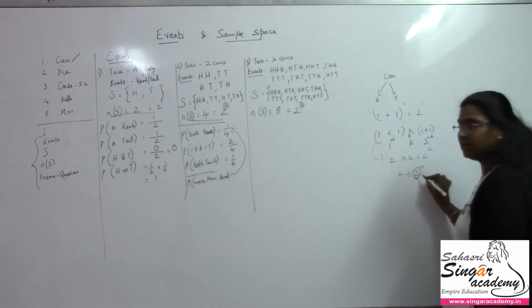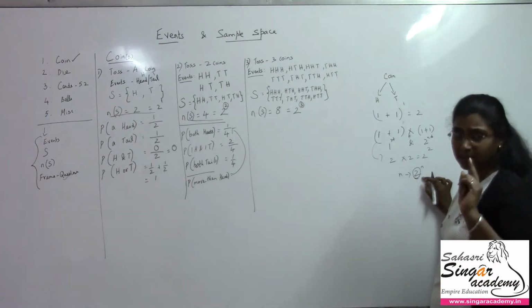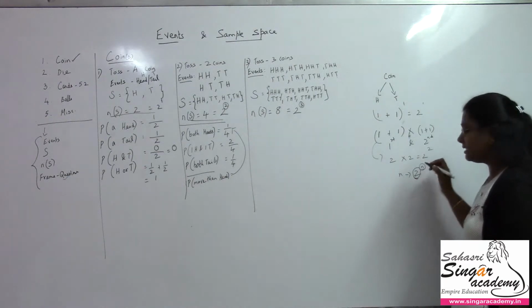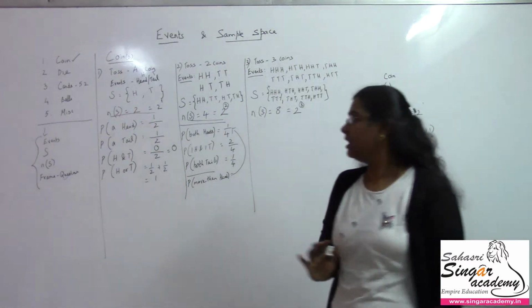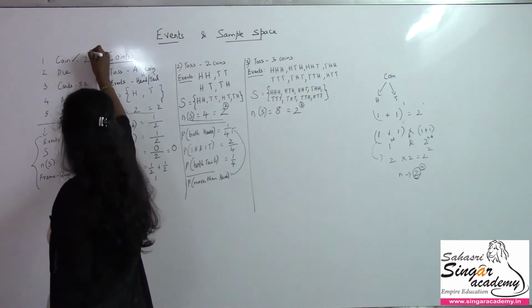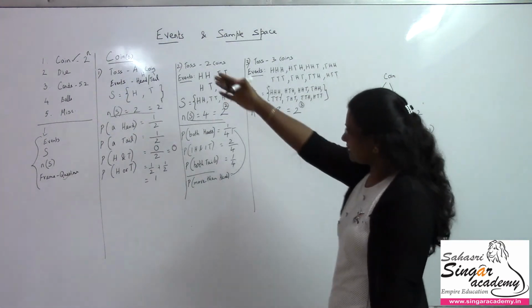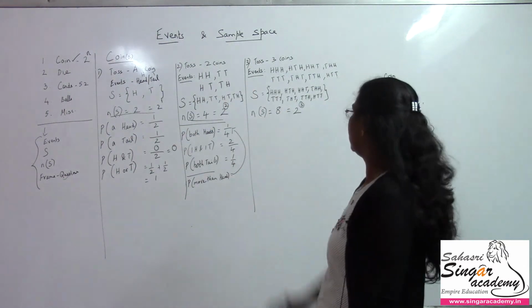Understand this simply. This 2 is meant for the total number of outcomes with respect to one single coin, and this n is the number of trials or number of coins, whatever it is. So in the case of coin tossing, whatever the sample space is, the number of elements in the sample space will be 2 power n. Likewise we'll discuss for the dice also later, when I discuss dice.